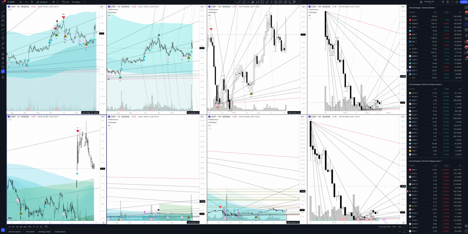Today we will take a look at Cognyte Software Ltd. stock. Let's analyze the market situation and find out how you can make money on it. Let's start.